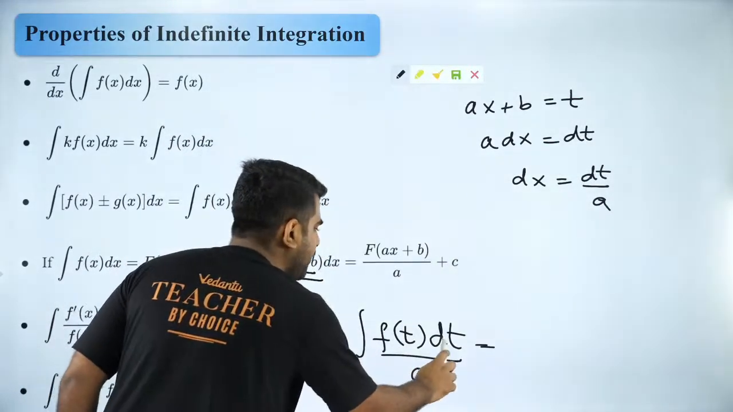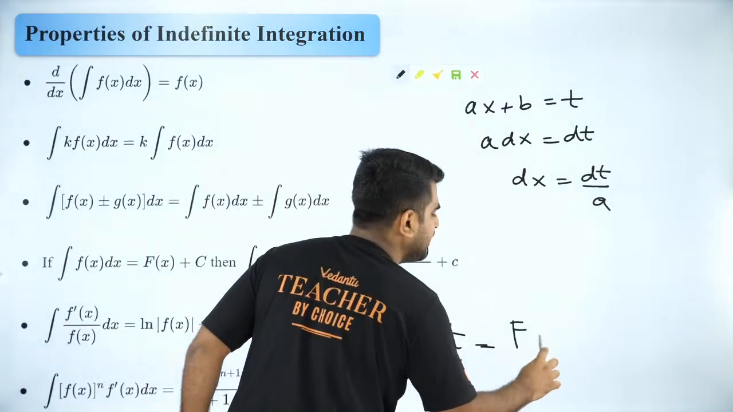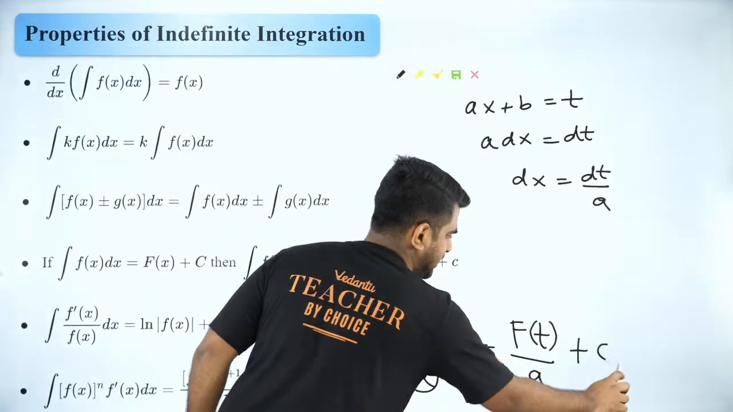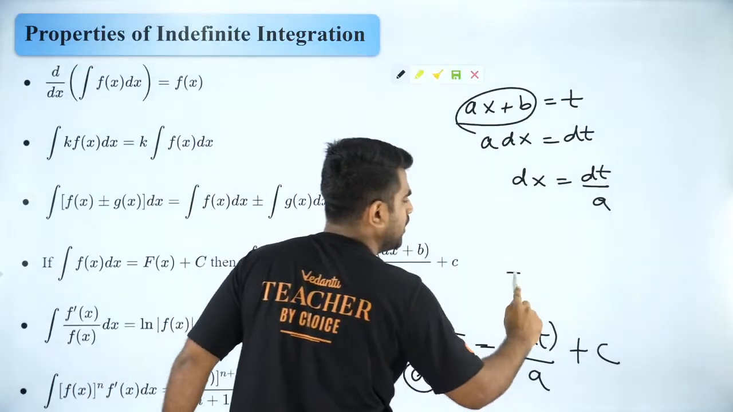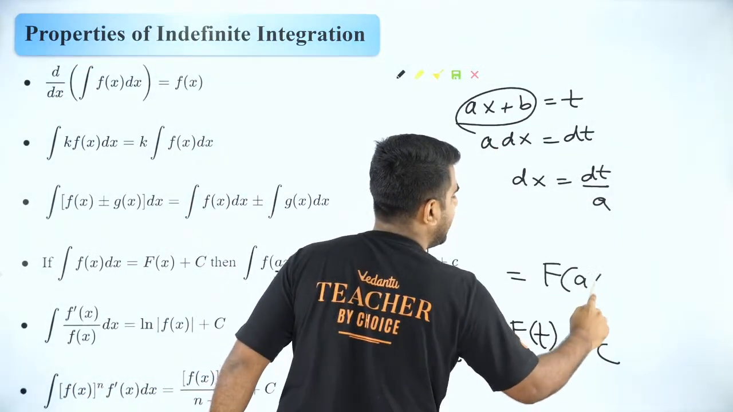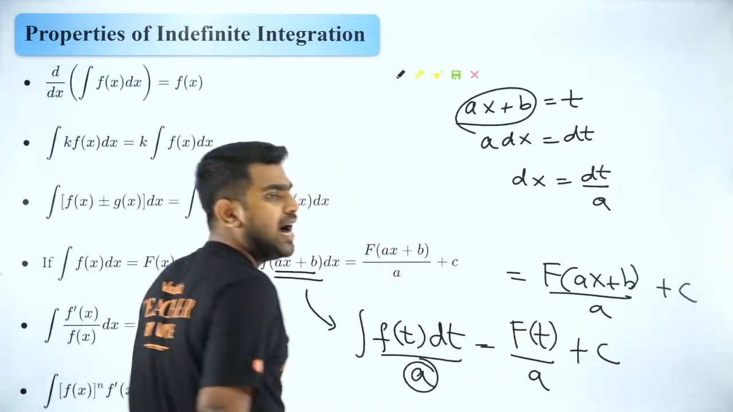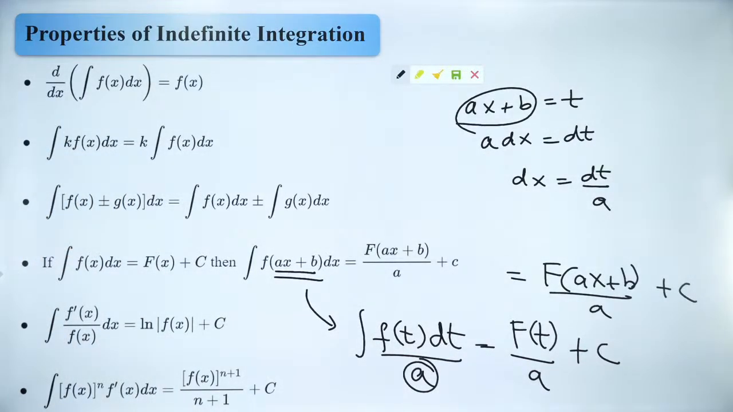Now integral f of t dt will be capital F of t, and I have 1 by a, and then you will have plus c. Now what is t? T is nothing but ax plus b. So that is nothing but F of ax plus b divided by a, plus c. Are you guys able to understand? Everybody clear with that?